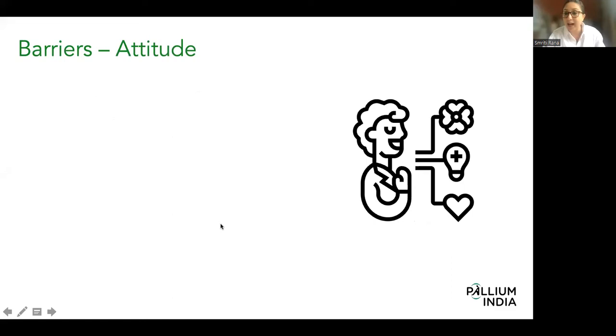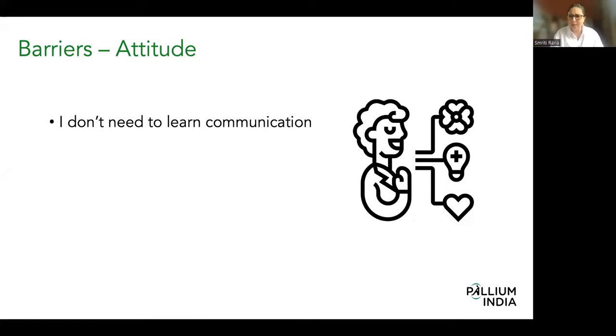Then there are barriers of attitude, and this is not just for professionals, it's all around. I don't need to communicate. I'm an excellent surgeon. Why do I need to sit and go through communication classes? My work speaks for itself. I communicate through my expertise and my competence. I don't need to sit down and learn how to go for a communications class. My juniors will do the communication for me. My social worker will go and communicate.